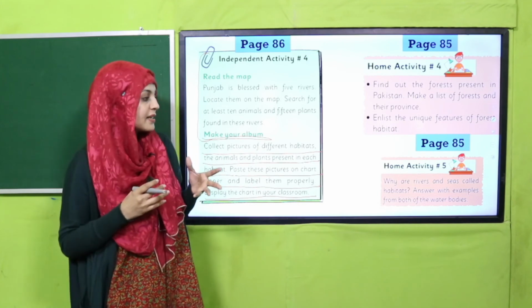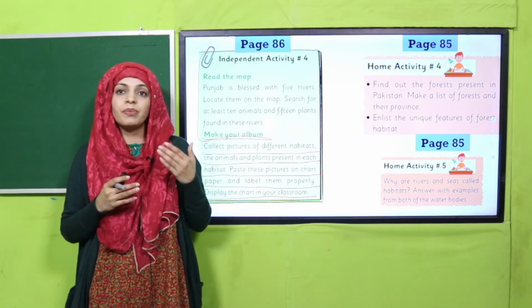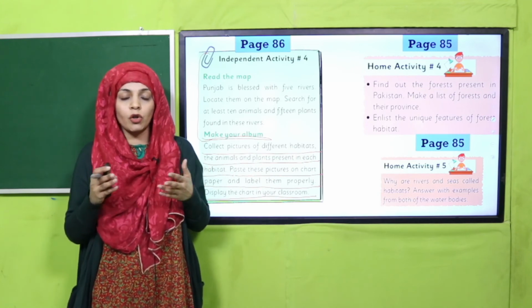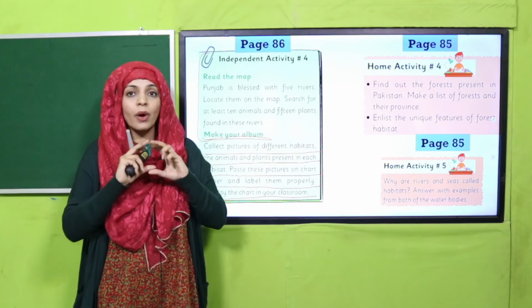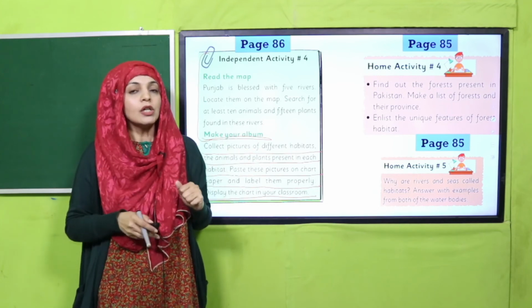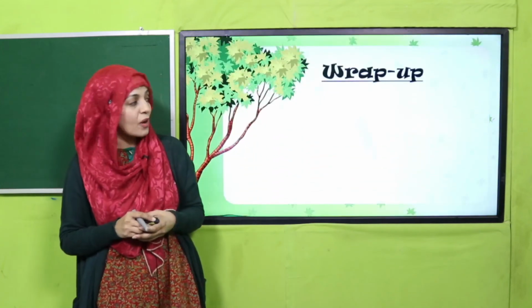Now give examples of which plants and animals live in both water bodies, rivers and seas. So you have to write it down in your notebook. So my dear students, this will be your homework. Now we will move forward towards the wrap up.